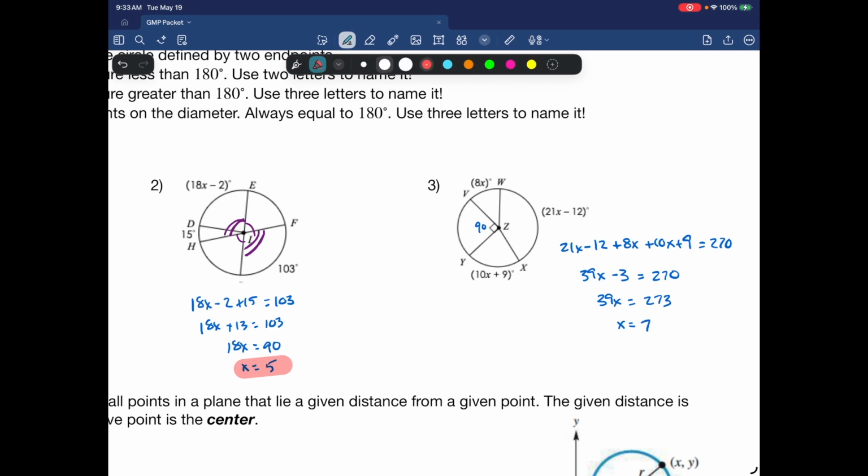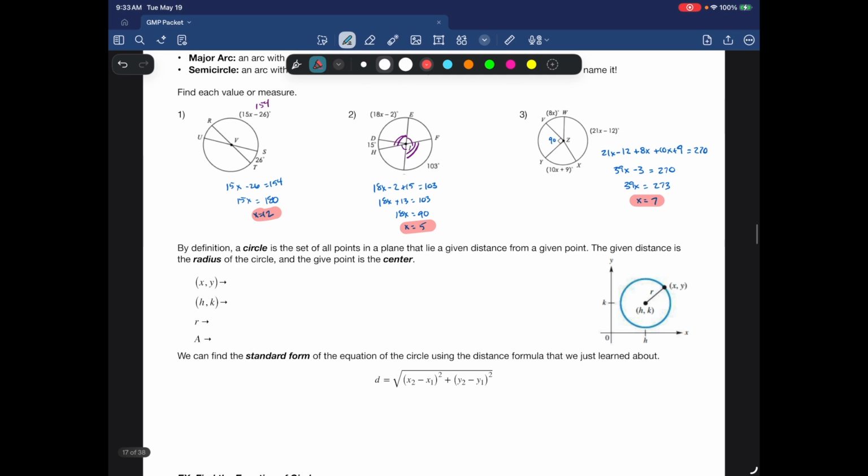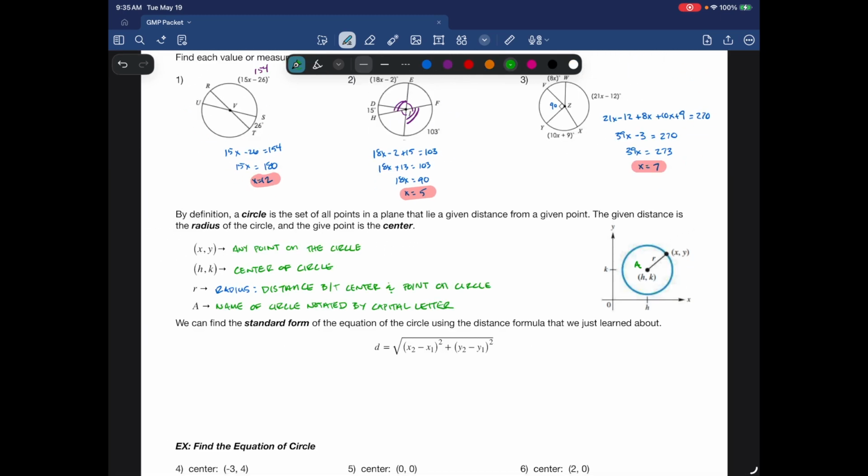All right, so these are some problems, 1, 2, and 3, dealing with arcs and finding x's or values based off of that. Okay, so (x, y) is any point on the circle, (h, k) is the center of the circle, and the radius is the distance between those 2 points. A capital letter A is the name of the circle, so we can name any circle with just the capital letter. So using the distance formula, we can find the equation of a circle.